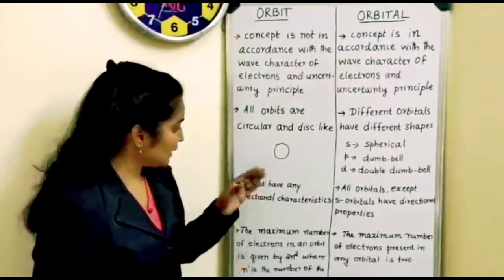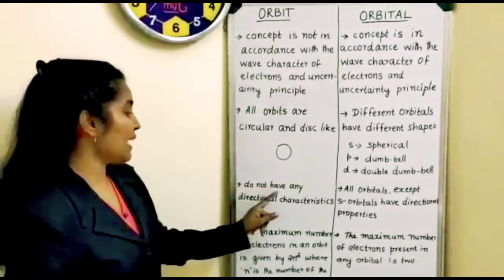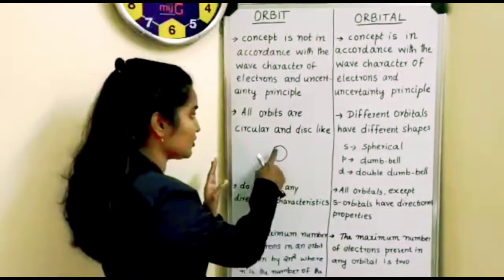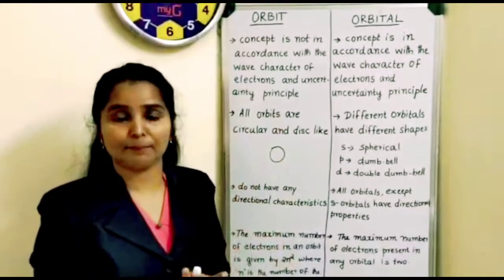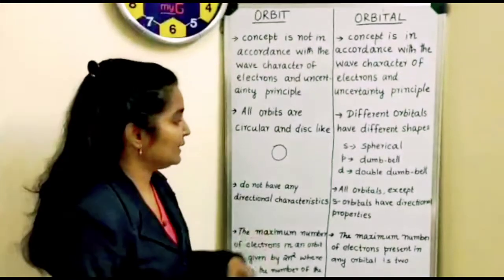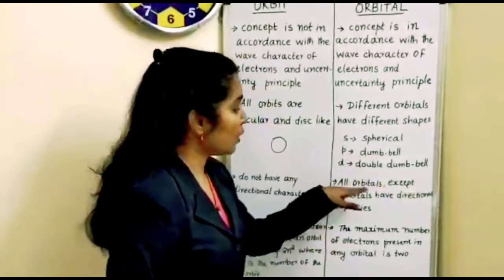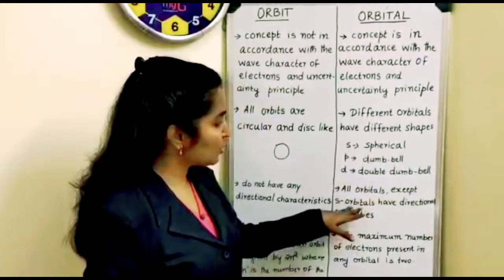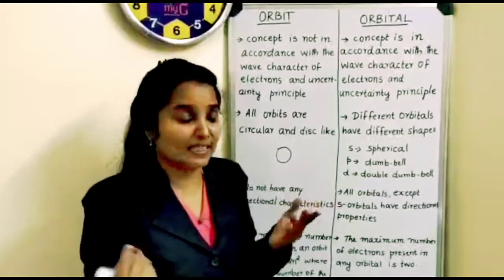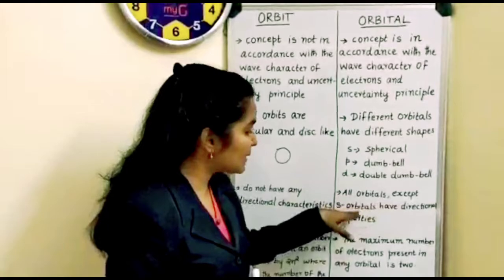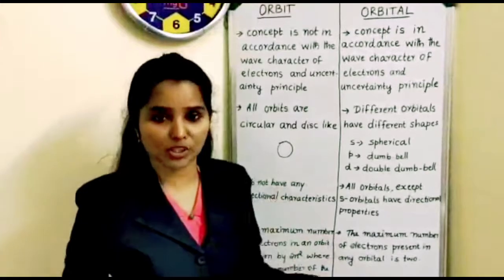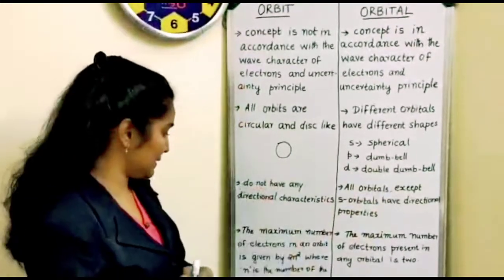Now, orbits do not have any directional characteristics, because we have already told all orbits are circular and disc-like, and not pointed towards a particular direction, X or Y or Z direction. But in the case of orbitals, all orbitals except the s orbital. Why except the s orbital? The s orbital has a spherical shape, so it is not pointed towards any axis. So all orbitals except s orbitals have directional properties. They are pointed towards either the X direction or Y direction or Z direction.